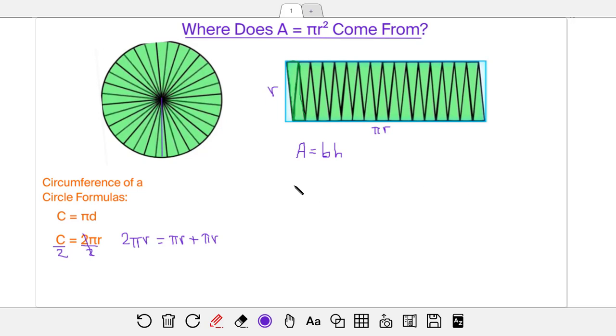So using our area formula for a parallelogram, the base is pi r multiplied by the height, which is this r. So the area formula for a circle is pi, and instead of writing r times r, we write that as r squared. R squared means r times r. So that's where the area formula for a circle comes from. So the area is just pi times r squared. And that's the end of the tutorial.